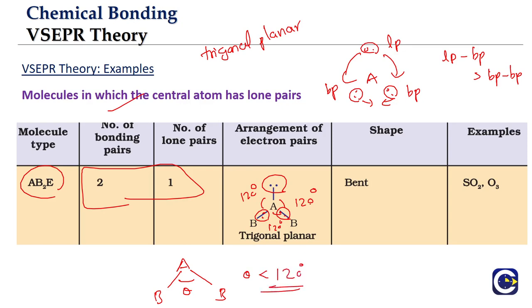As per the geometrical arrangement of the valence shell electron pairs, we expect that the angle between the bonds is what? 120. But why is it coming less than 120? Because the lone pair-bond pair repulsions are stronger, so that will push the bond pair electrons a little bit closer to the other bond pair electrons.